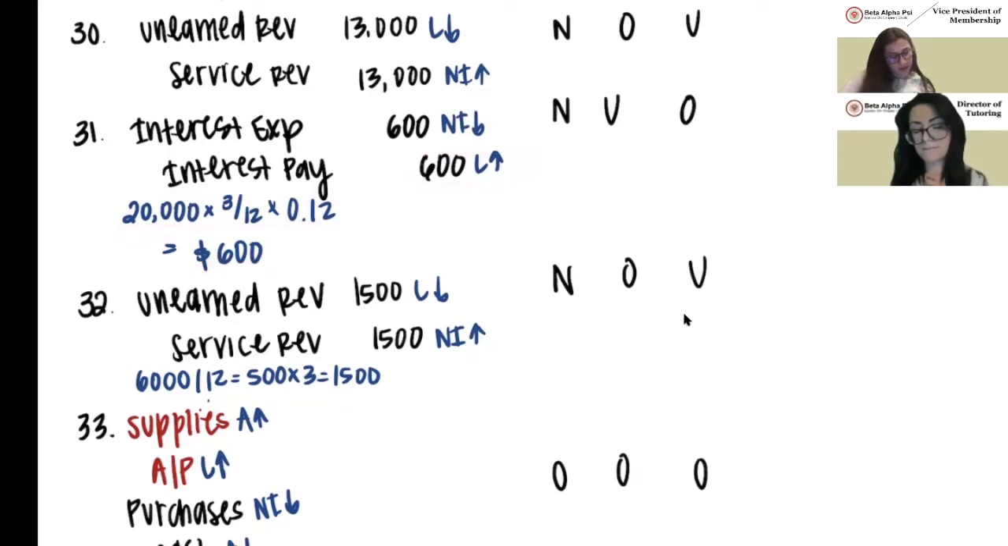So nothing happens to our assets because neither of these accounts affect our assets. So there's no effect. Liabilities should have been increased, but they weren't. So our liabilities are going to be understated. And this expense was never recorded, which would have lowered our net income. So our net income is overstated.